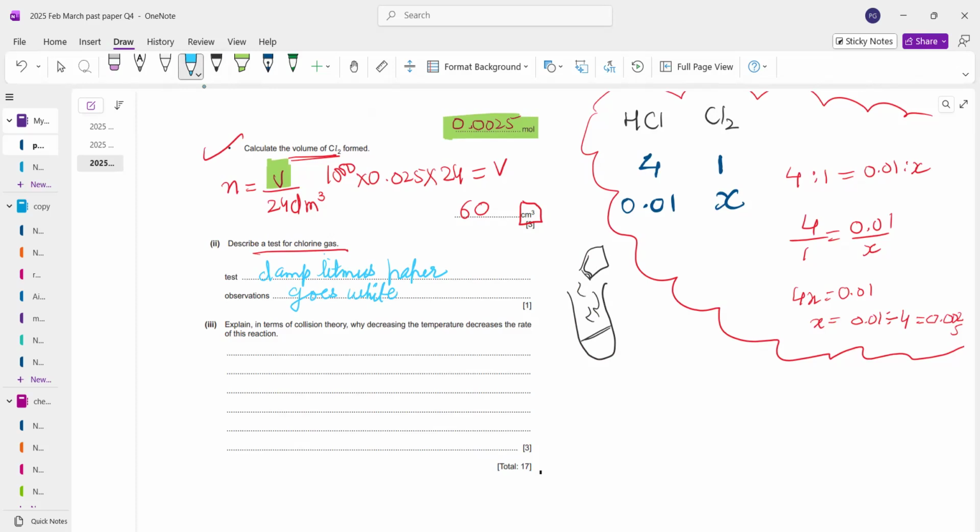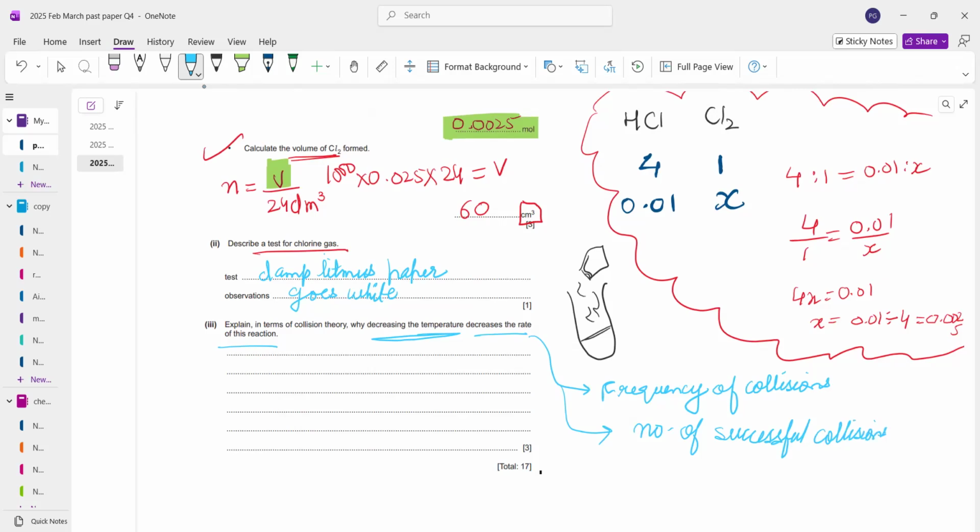For the next part, explain in terms of collision theory why decreasing the temperature decreases the rate. Now, dear children, this is very important. Why does decreasing the temperature decrease the rate? Rate depends on two things. Number one, frequency of collision, like how many collisions are happening per second. And secondly, it depends on the number of successful collisions.